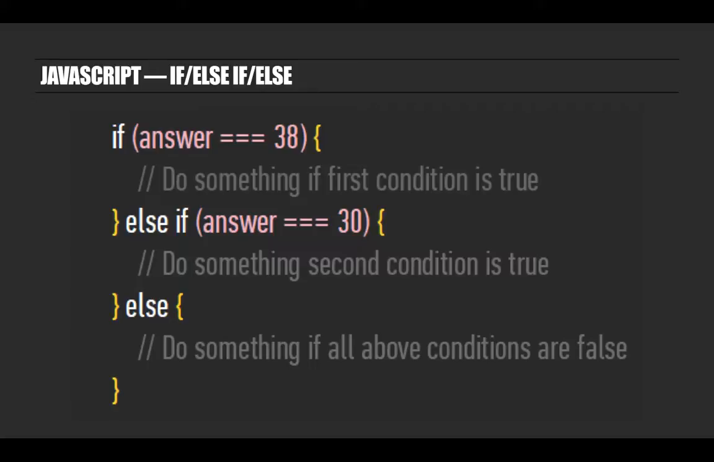Look at the else if, and it's going to check to see if the answer is equal to 30. And if it is, it's going to do this. And then else, that's going to be your catch-all. So that's going to be any other scenario. So you can have a bunch of else if statements if you wanted to. And you can also just get rid of the else if you wanted to. This is just optional.